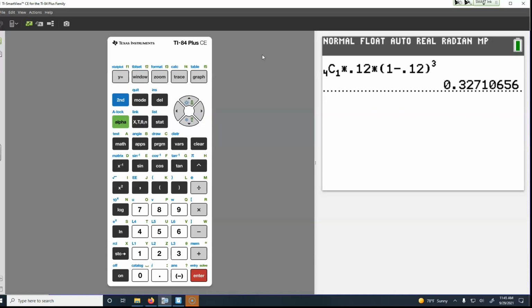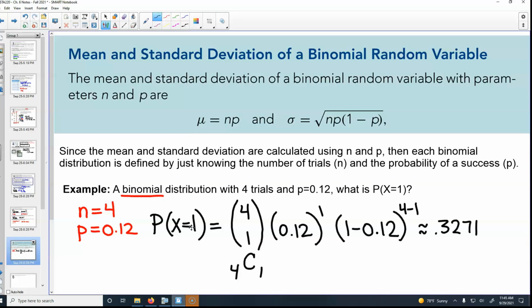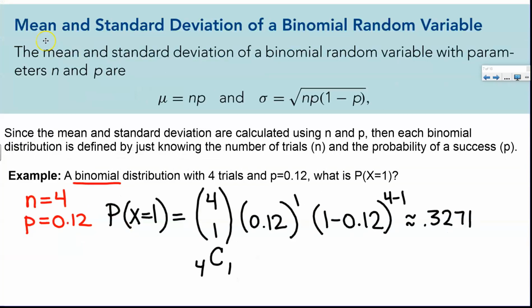All right, so this tells us that in this scenario, there's about a 33% chance that you would get one success out of those 4 trials if the probability of success is 12%.